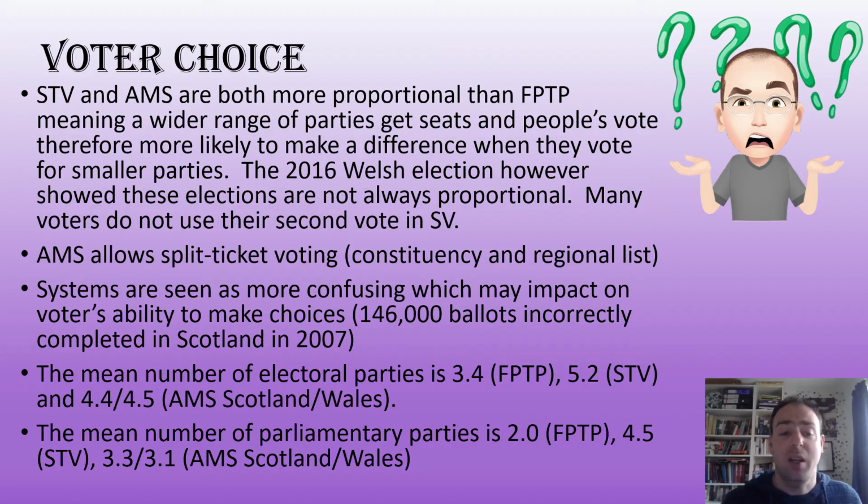Now, AMS allows split ticket voting, and this is when you could vote on the constituency list for the party that you quite like and think has a chance of winning, and then vote on the regional list for the party that you really like, but which isn't going to win a constituency. So, for example, the Greens tend to do very well on that, because people go, well, you're not going to win the constituency I'm in, but I do want to vote Green representation, and people vote for the Greens on the regional lists.